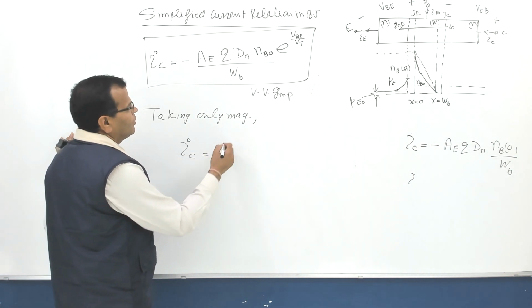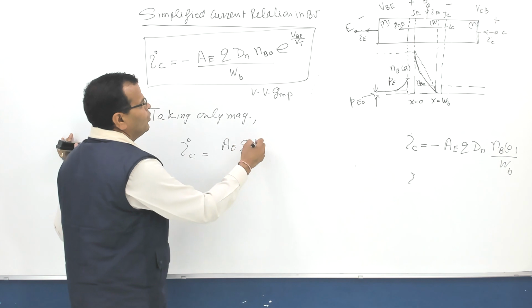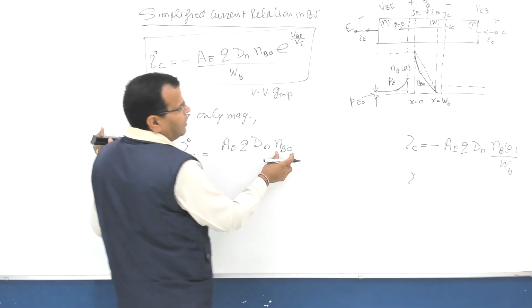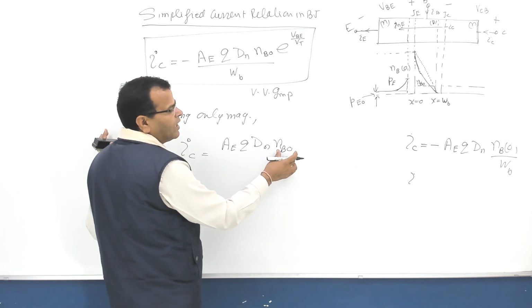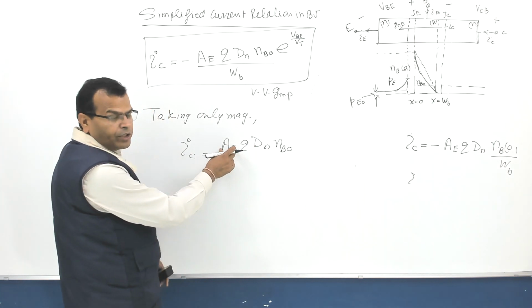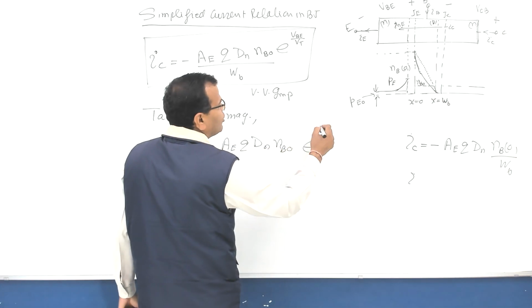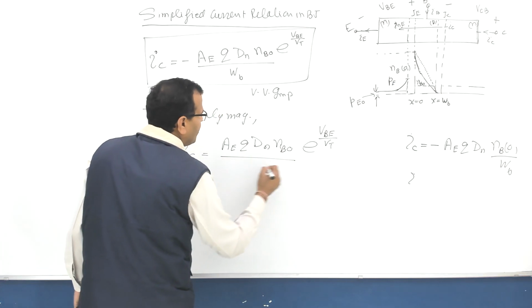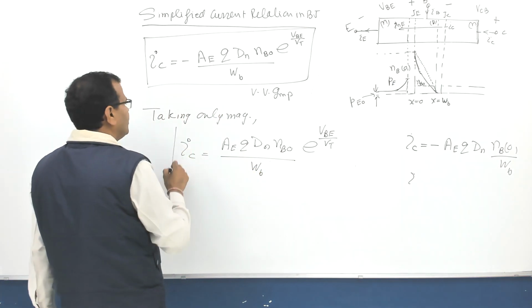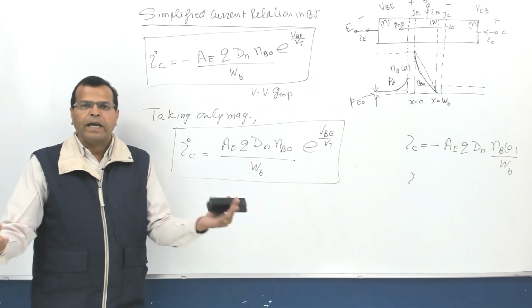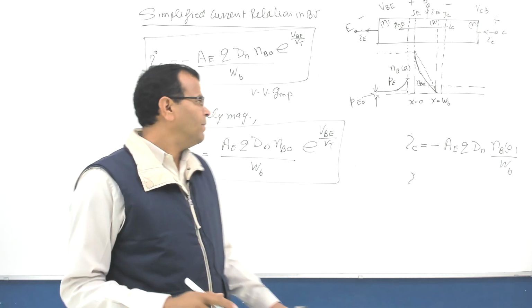So IC is equal to AE Q dN NB0, that is the concentration of electrons in the base region at thermal equilibrium. dN is the diffusion constant of electrons in the base. AE is the area of cross section of the emitter junction, into e raised to power VBE by VT divided by the width of the base region. That's it. So I have neglected the sign here. You must remember this expression.